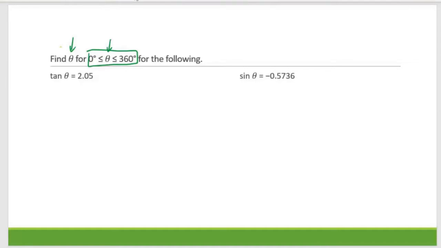Okay, what have we got in each case? Well, here we're told that the tangent of the angle is equal to 2.05. So we have two pieces of information. We know that we can solve for this angle, and we also know which quadrant we're in. There's no restriction here that says we're in quadrant 1. So with only one piece of information, we could be in quadrant 1, but we could also be somewhere else. So let's look at that second point.